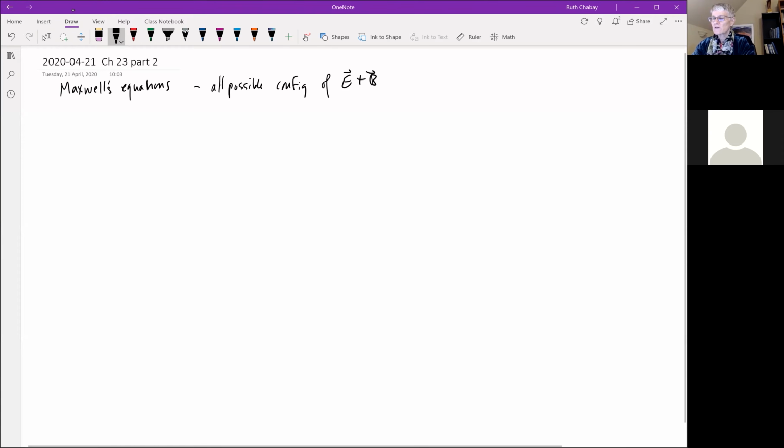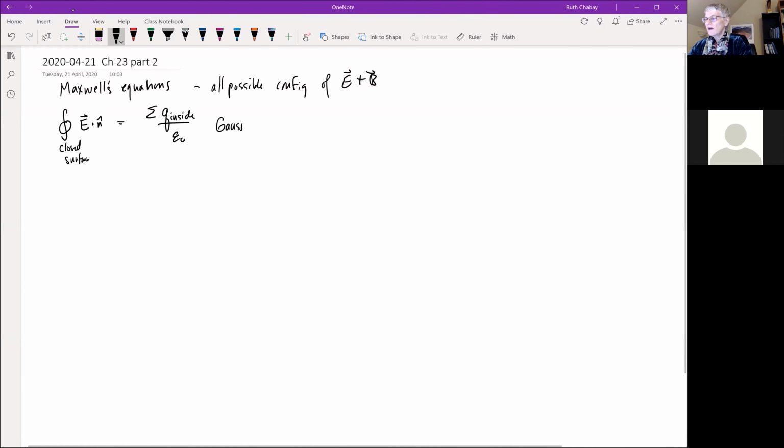The first is Gauss's law, with which you're familiar. So the sum of the electric flux over a closed surface tells us the amount of charge inside the surface. So this is Gauss.